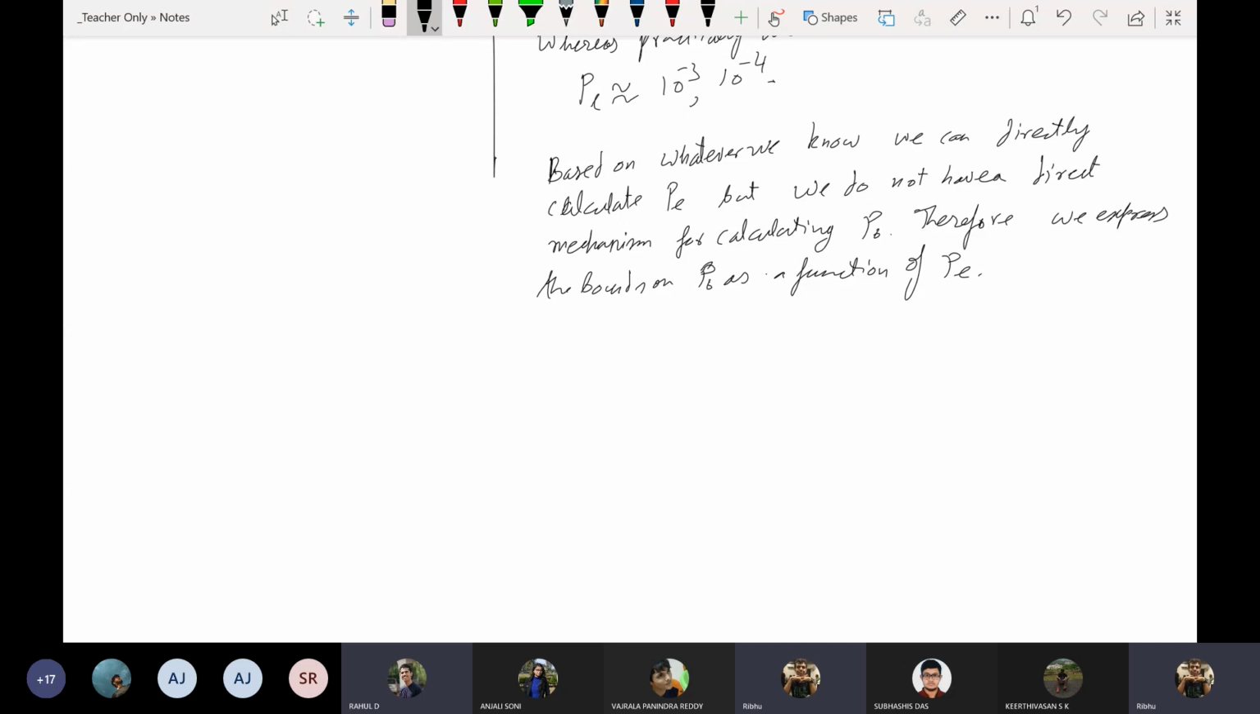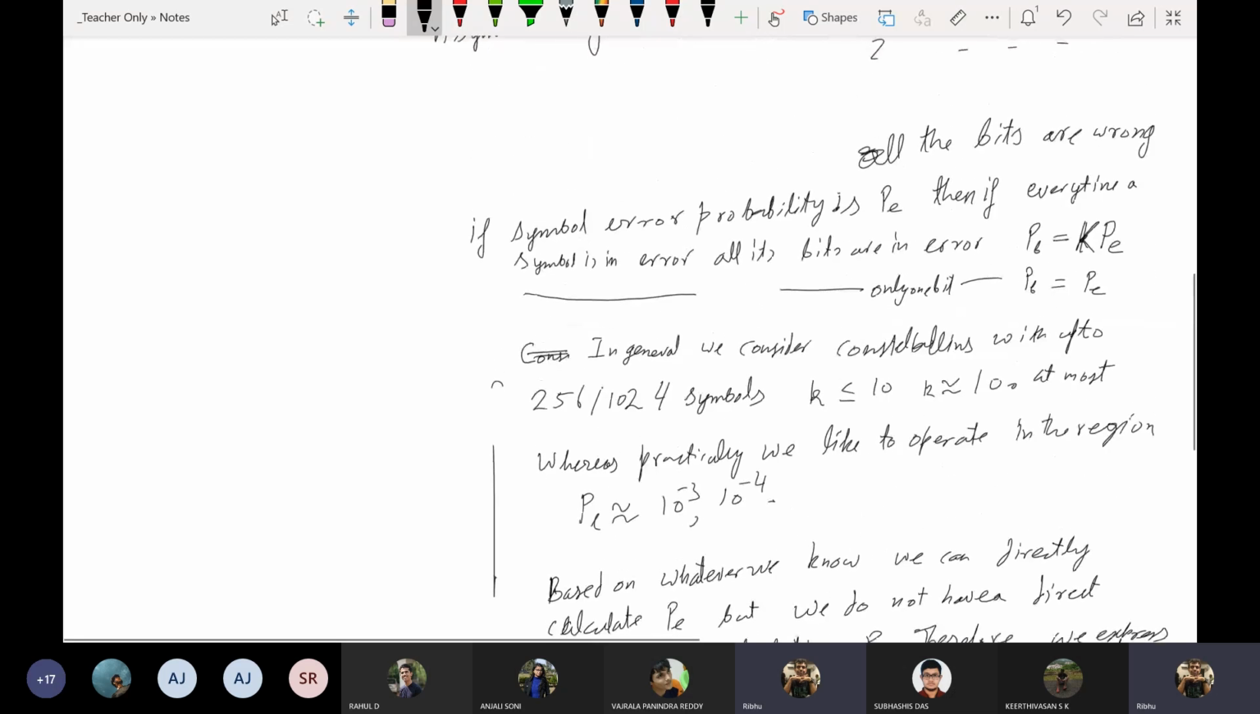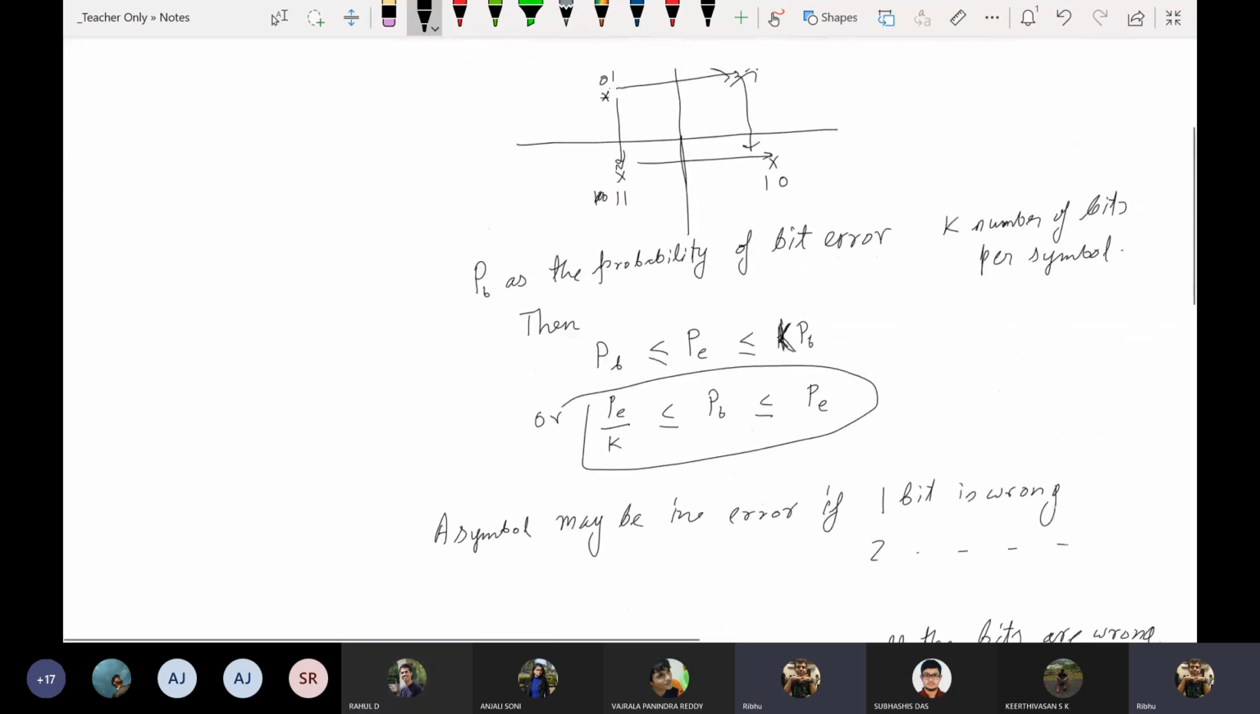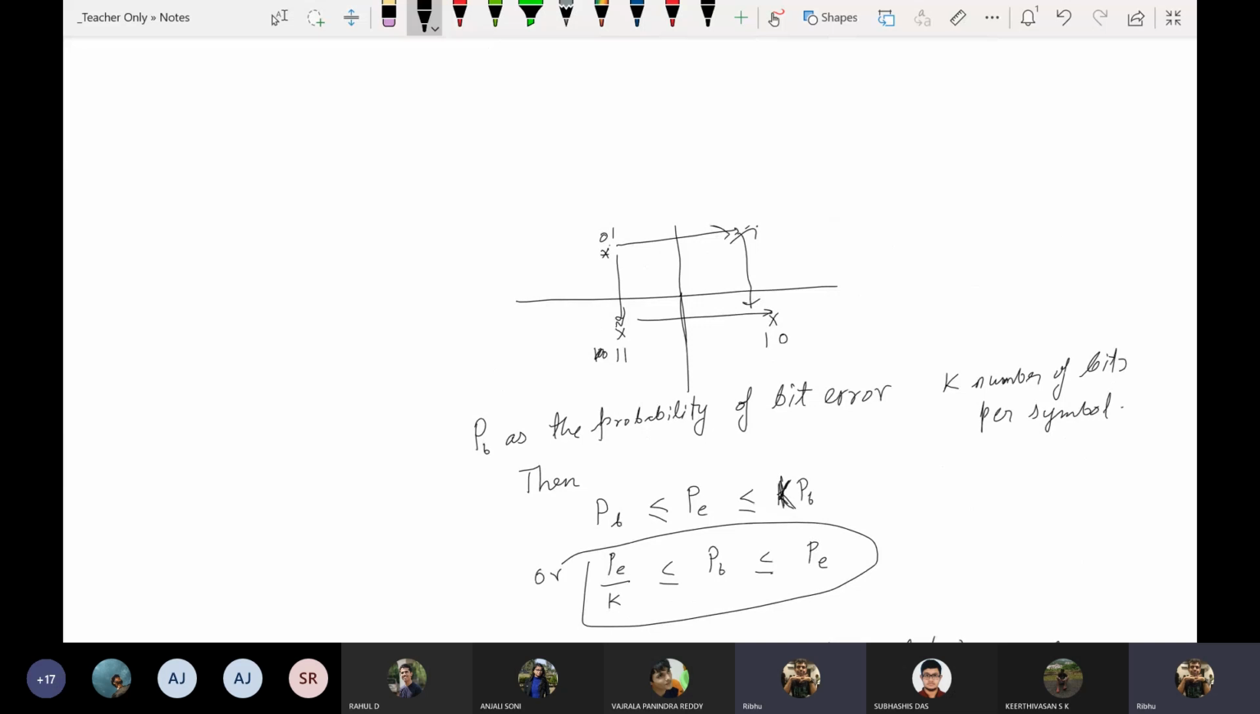So one point is that that depends heavily on the kind of encoding you use. Sorry. Suppose in this constellation itself, the one that I drew here, instead of gray coding, if you use straight binary encoding, what happens?